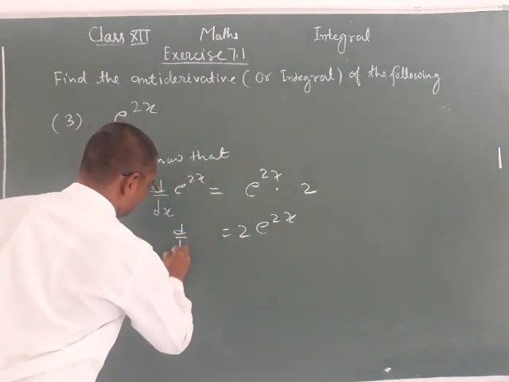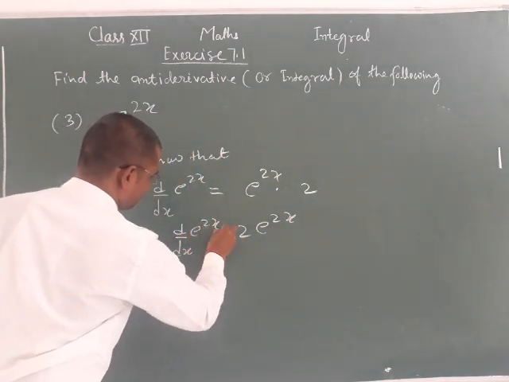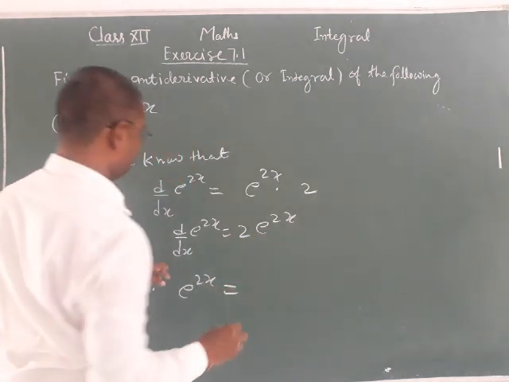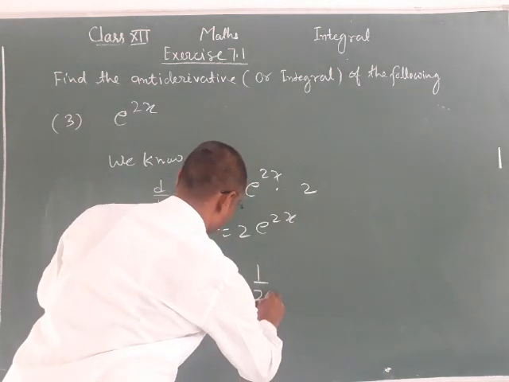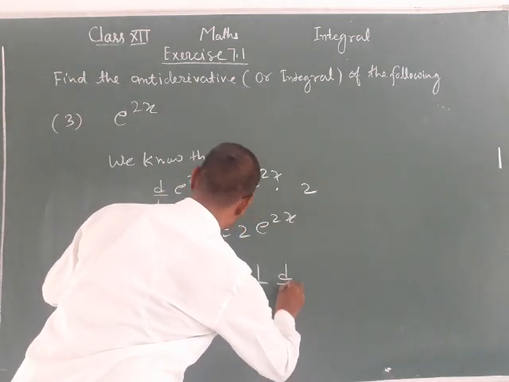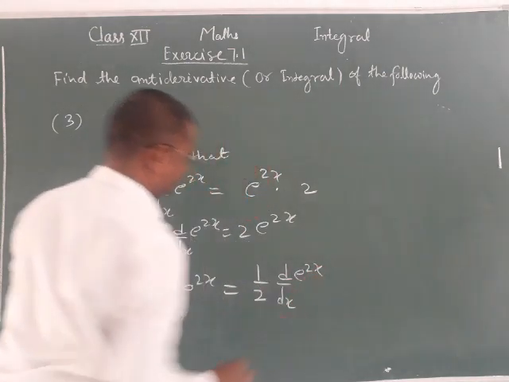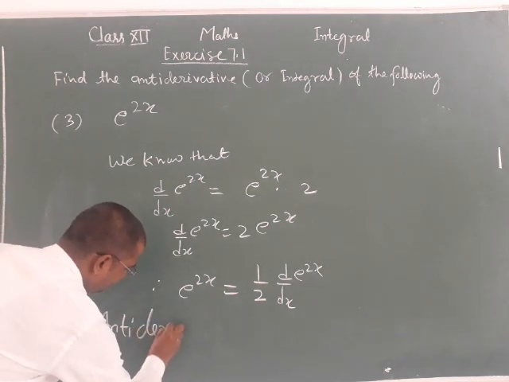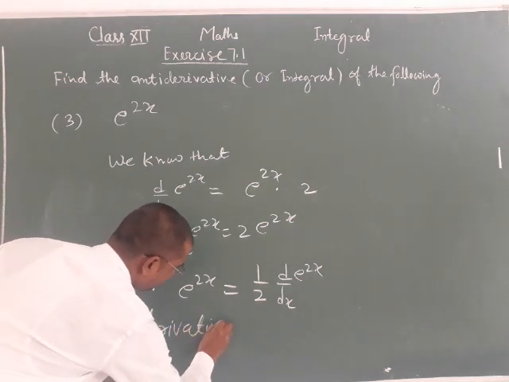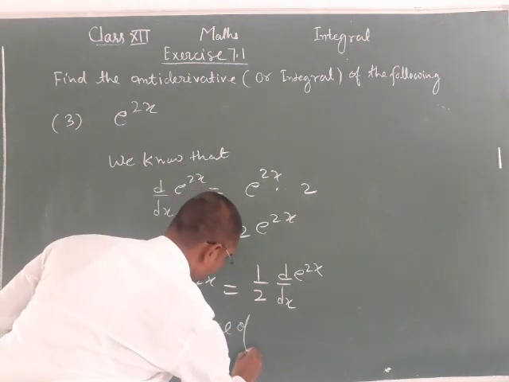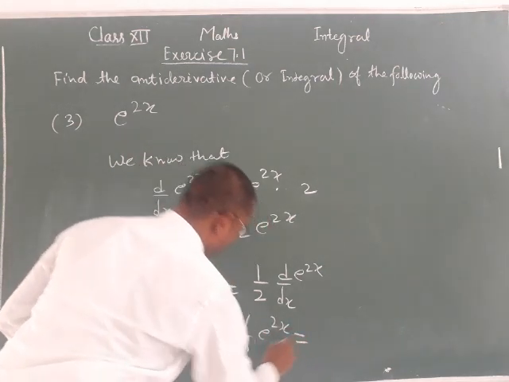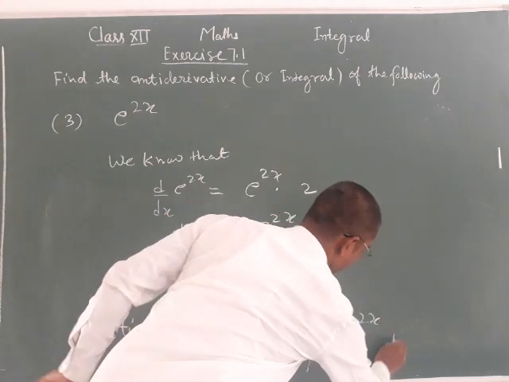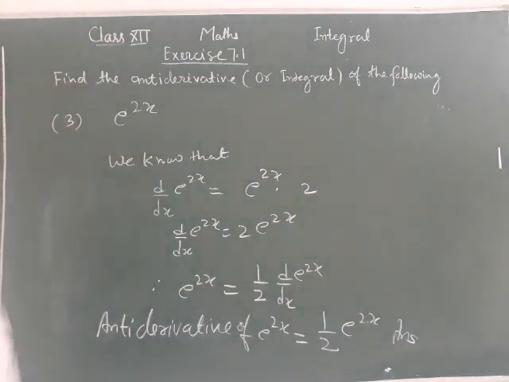So d upon dx e to the power 2x is 2 e to the power 2x. So now e to the power 2x is equal to 1 upon 2 d upon dx e to the power 2x. So the antiderivative of e to the power 2x is equal to 1 upon 2 e to the power 2x. This is the answer.